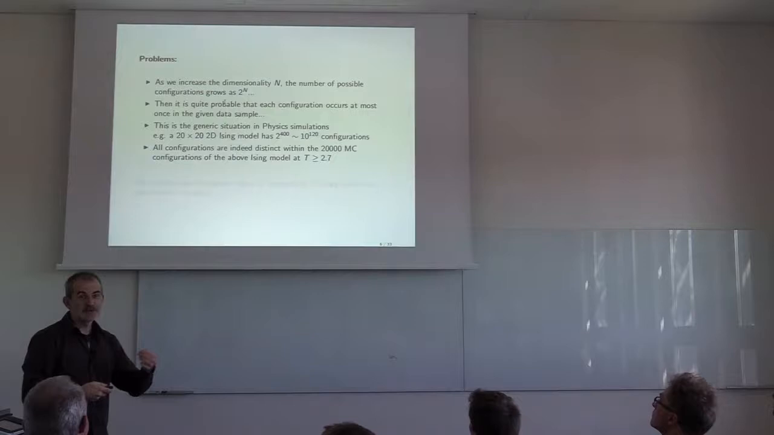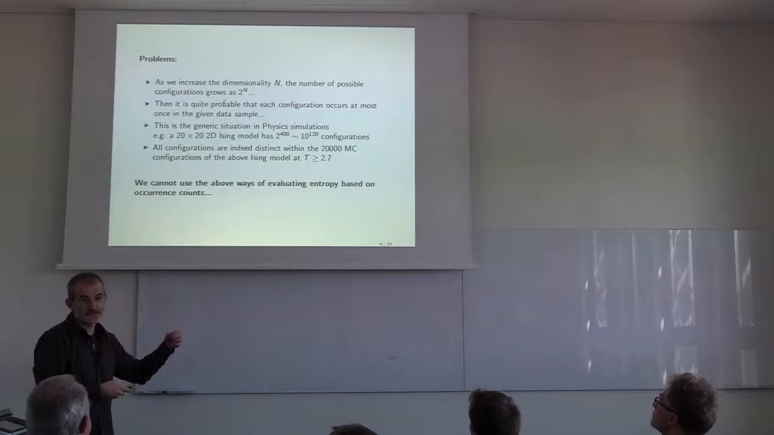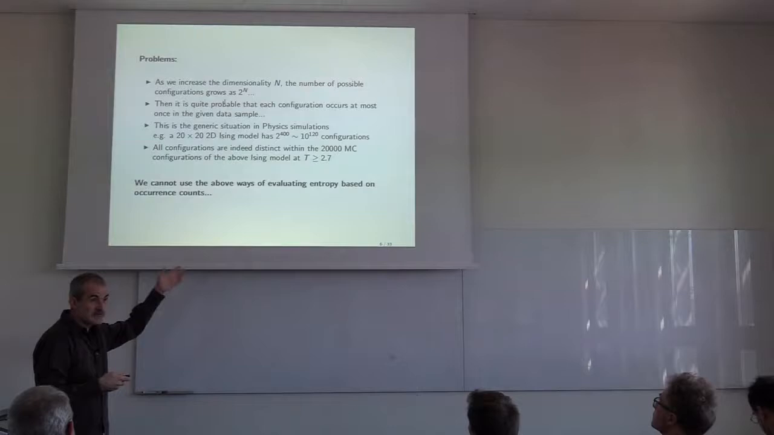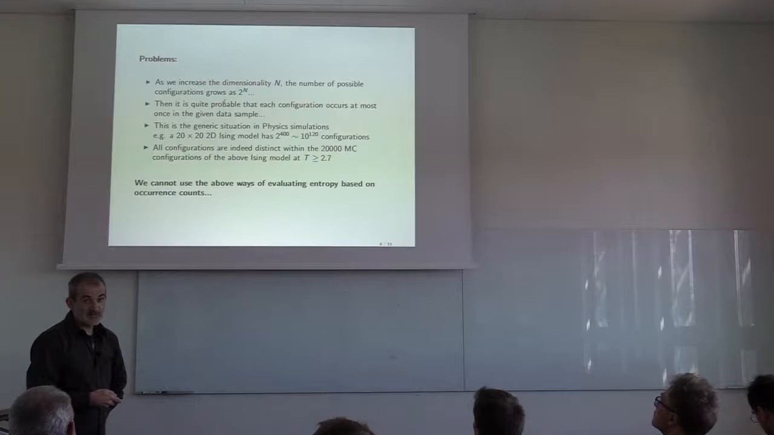So we cannot use at all the previous ways of evaluating entropy based on occurrence counts, because each configuration appears only once, we have 20,000 samples, and this formula does not give us any information, as well as any of its further refinements. So we cannot use all those approaches.